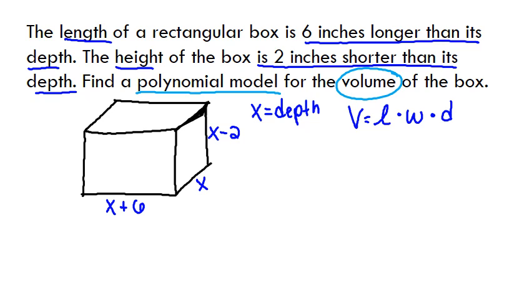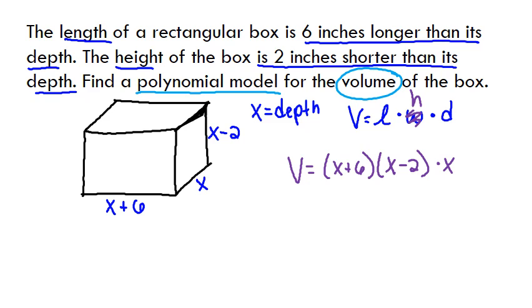So now all we have to do is substitute those three expressions into our volume formula over here. So we're going to get that the volume of this box is equal to length, which was x plus 6. Height, or I guess this should be height here. Whoops. So length times height times depth. That just sounds awkward, but those are the letters we're using, okay? So we have times x minus 2, and then our depth was x.